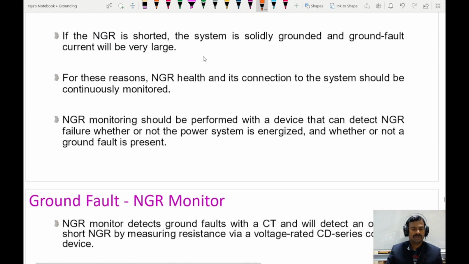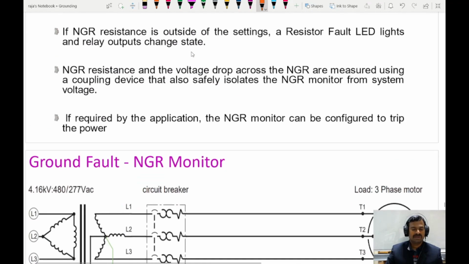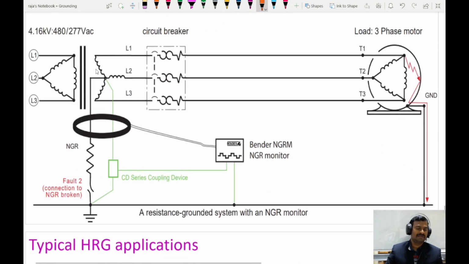And the next one is a ground fault NGR monitor. This NGR monitor is for the system grounding side, so this side. Here we need to monitor two conditions again, whether there is a fault current. The fault current would be identified by this CT, and whenever there is a high voltage or high current passing through this particular line, this CT will identify the current and give the signal to this device, and it will take the necessary action.